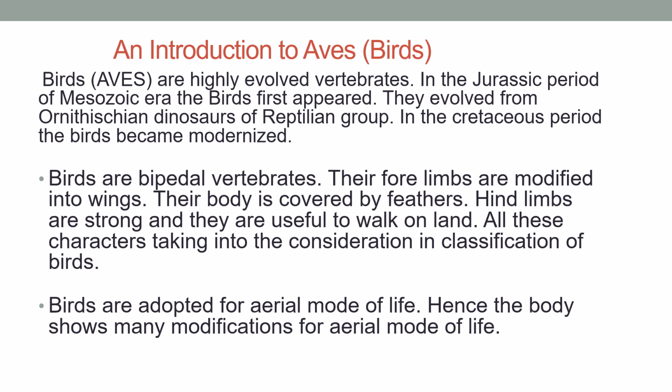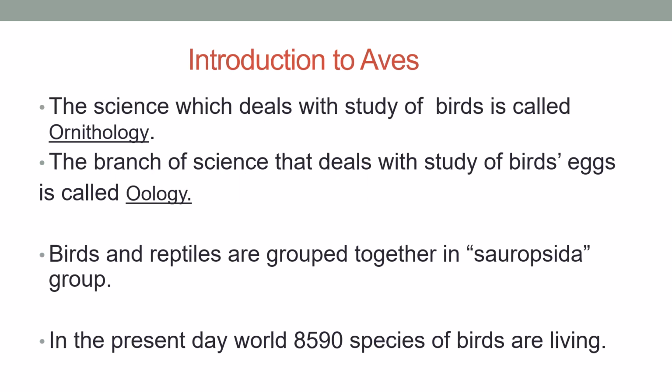Birds are bipedal vertebrates. The forelimbs are modified into wings. Their body is covered by feathers. The hind limbs are strong and they are useful to walk on land. All these characters are taken into consideration in the classification of birds. Birds are adapted for an aerial mode of life, hence the body shows many modifications for the aerial mode of life.